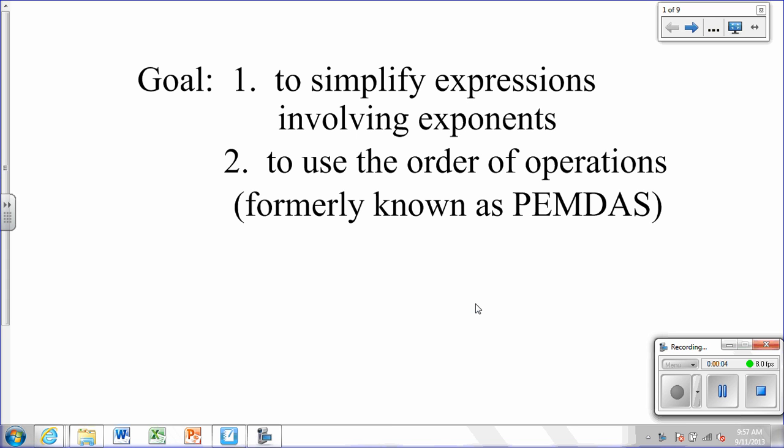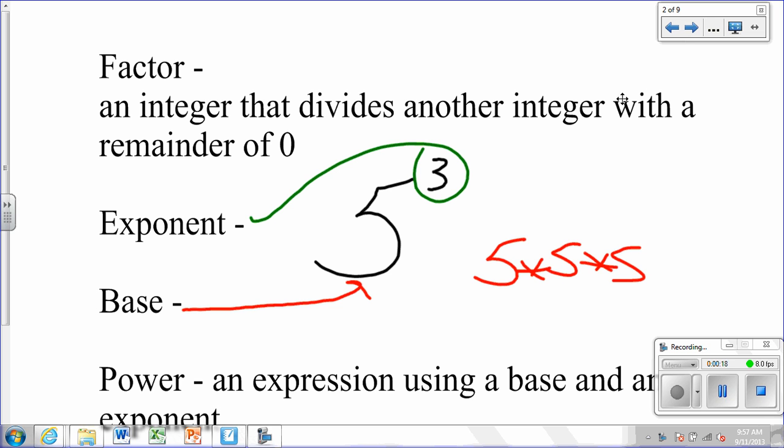Hi everyone. Today's goal is to simplify expressions involving exponents and to use the order of operations. What you used to know as PEMDAS is now going to be called the order of operations. Our first term is a factor.